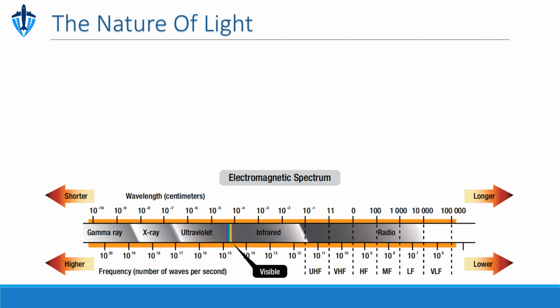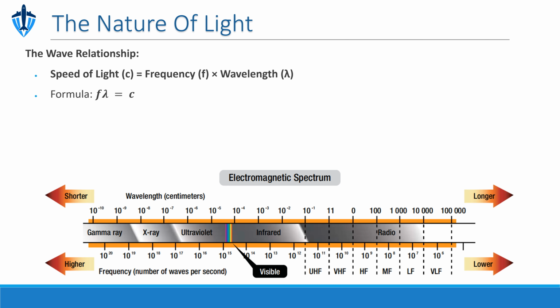Let's continue with the wave nature of light. A fundamental formula connects three key properties: the speed of light, c, its frequency, f, and its wavelength, lambda. The relationship is simple. Speed equals frequency times wavelength, or f lambda equals c. This means that for light, which has a fixed speed in a given material, frequency and wavelength are inversely related. A color with a longer wavelength has a lower frequency, and vice versa.